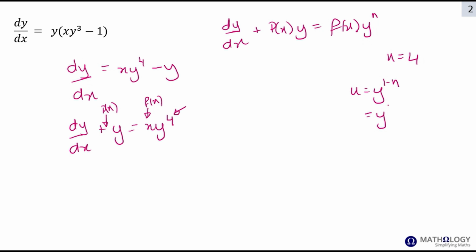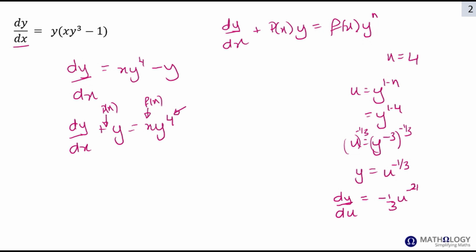So the substitution we're going to use is u equals y to the 1 minus n. So it's y to the 1 minus 4, so u equals y to the minus 3. Now we want y to be the subject of this formula, so we're going to raise that to the minus third. So y will be u to the minus a third. And since we have dy/dx, we're going to need an expression for dy/dx in terms of u. So the first thing we do is differentiate y with respect to u, finding dy/du, which is minus a third u to the minus 4/3.